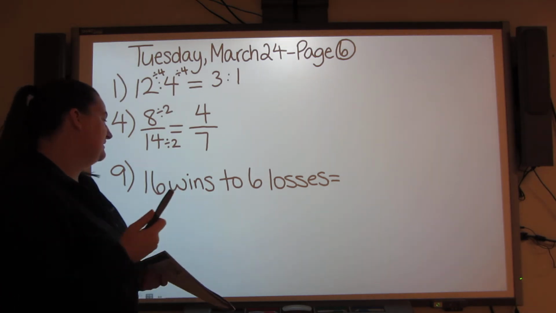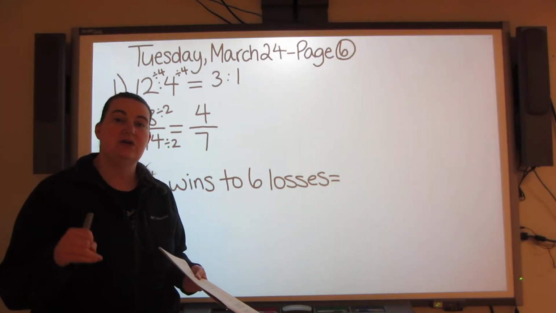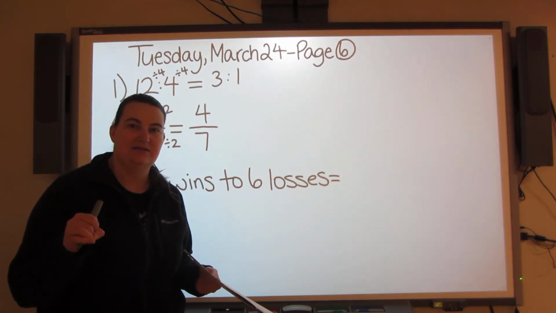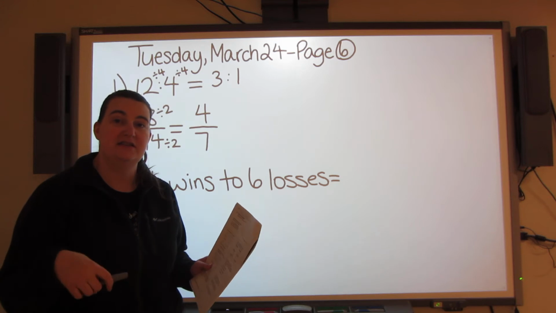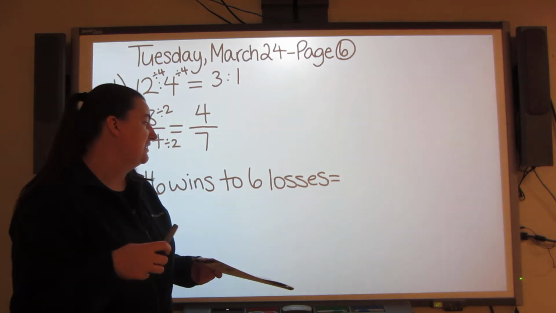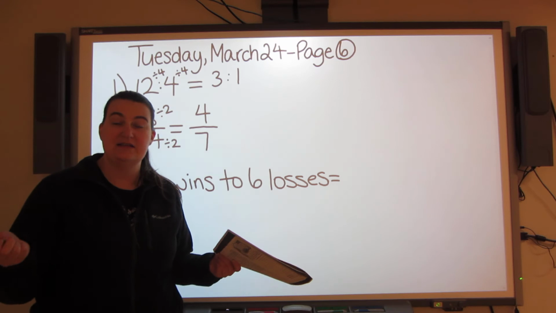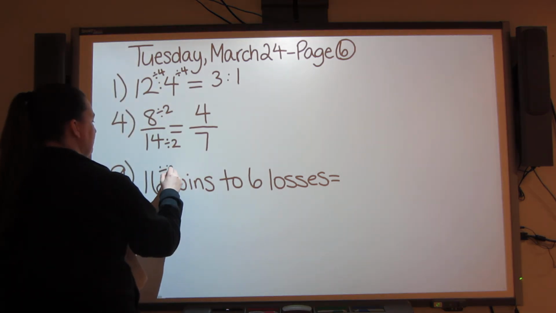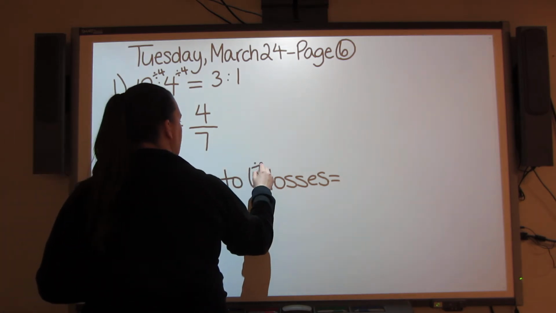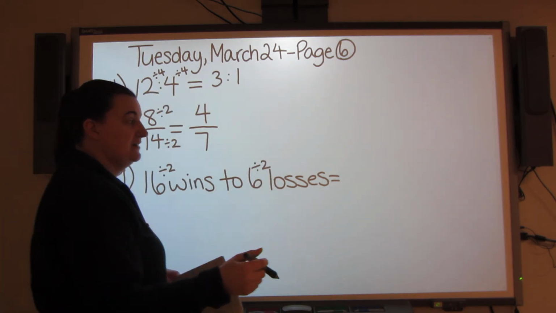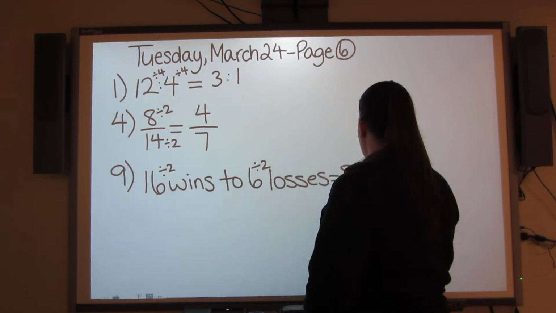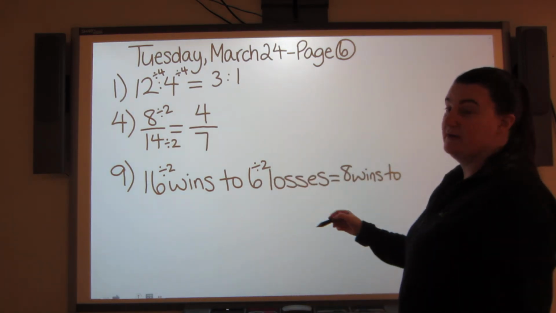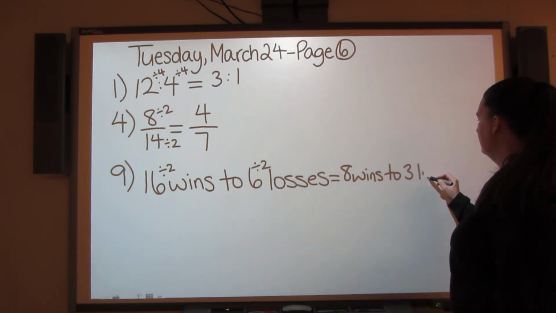So what can you divide into 16? 1, 2, 4, 8, and 16. So those are all the factors of 16. What can you divide into 6? 1, 2, 3, and 6. So the one they have that's the same, that's the biggest, is 2. 16 divided by 2 is 8. 8 wins. 6 divided by 2 is 3. 3 losses.